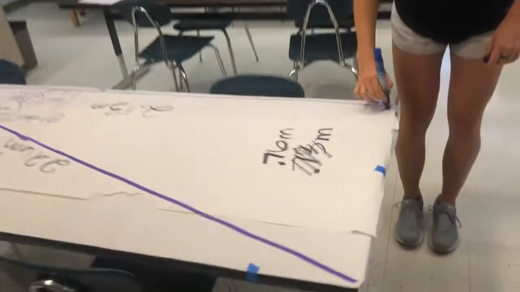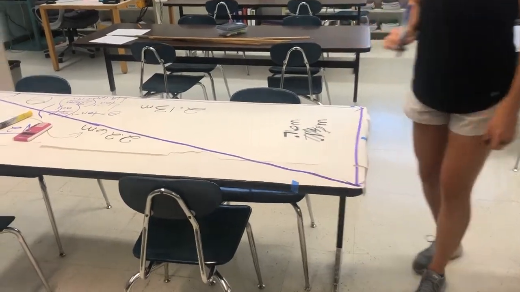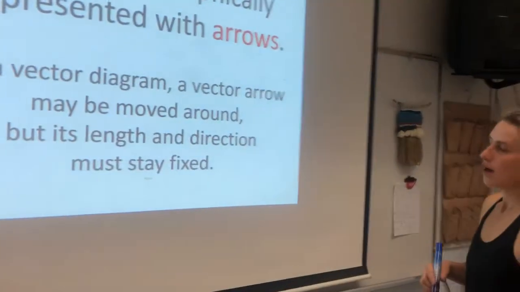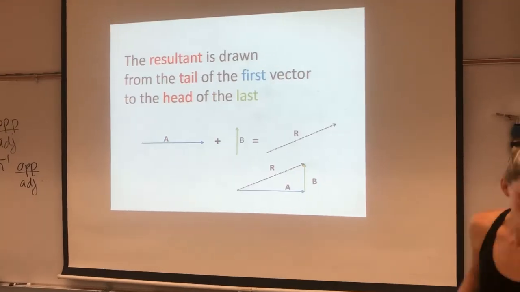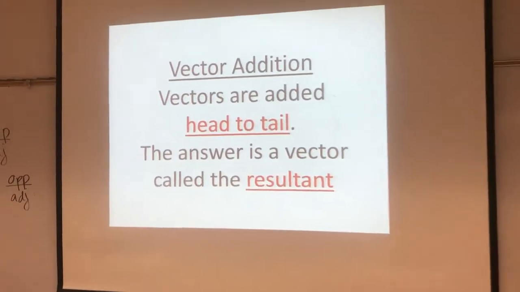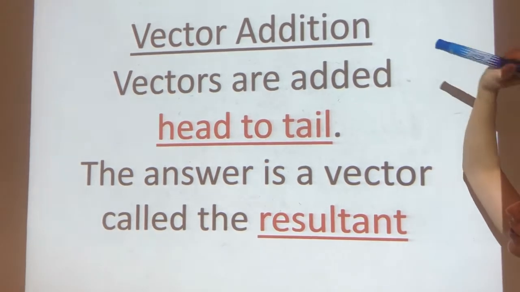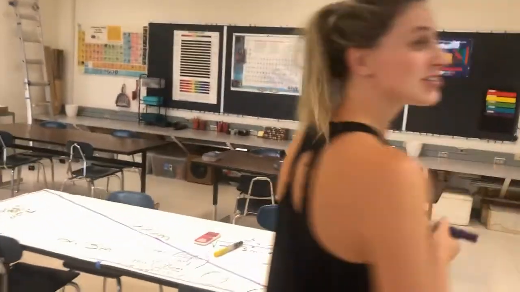Okay, and this would be another one of my vectors. So those are my vectors, graphically represented by arrows. Let's talk about something called vector addition. Vectors are added head to tail to give an answer called a resultant.